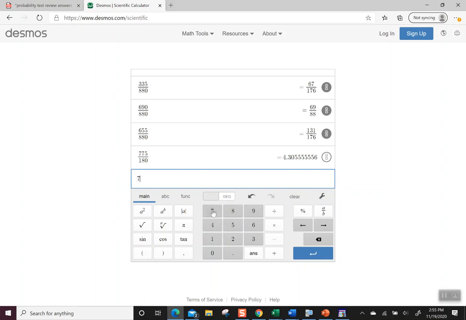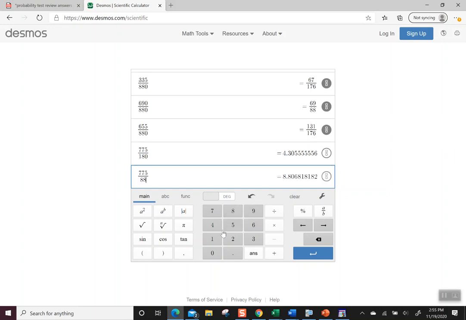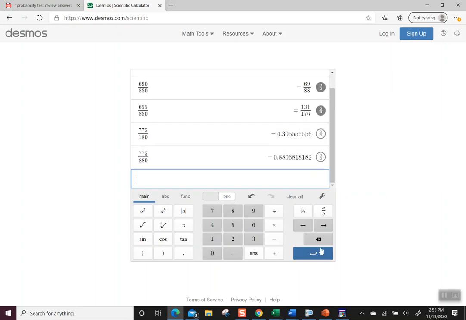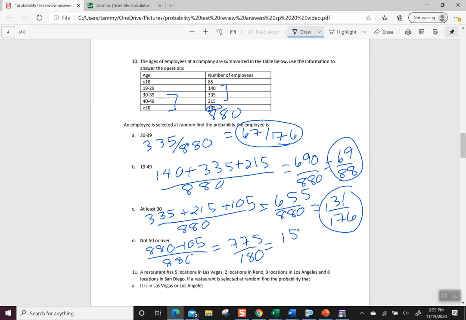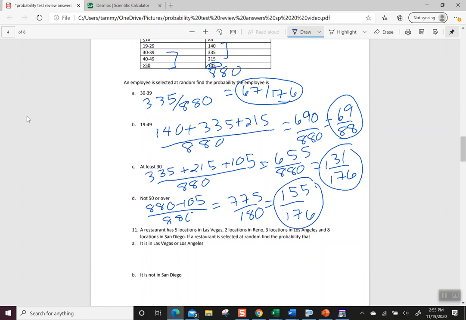Oops, well, I had the wrong thing anyway. Let's fix it. 775 divided by 880. And then let's make that a fraction, 155 over 176. And again, let me circle it. All right, so just using the chart, dividing, biggest thing is probably reducing, and make sure you do put it in lowest terms.